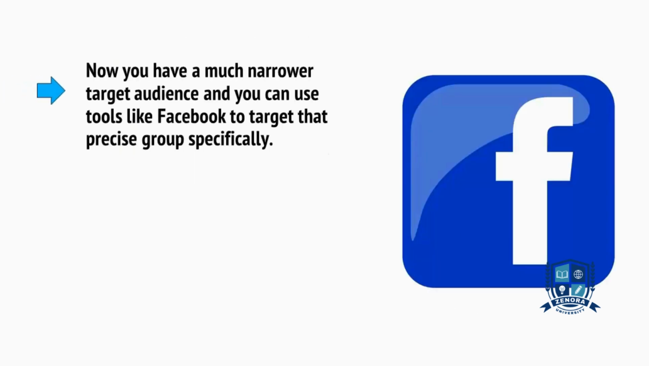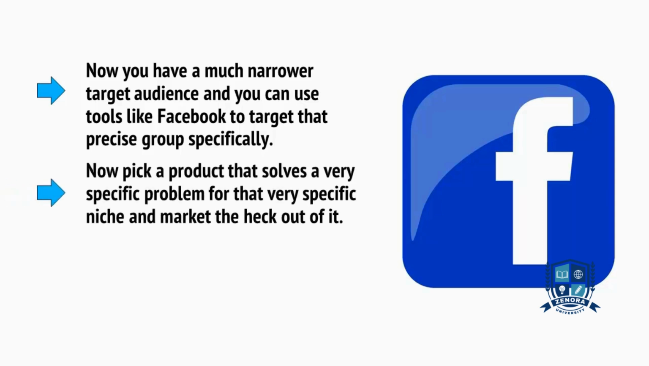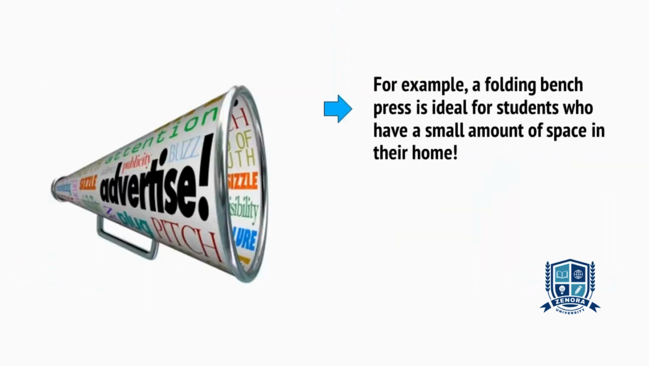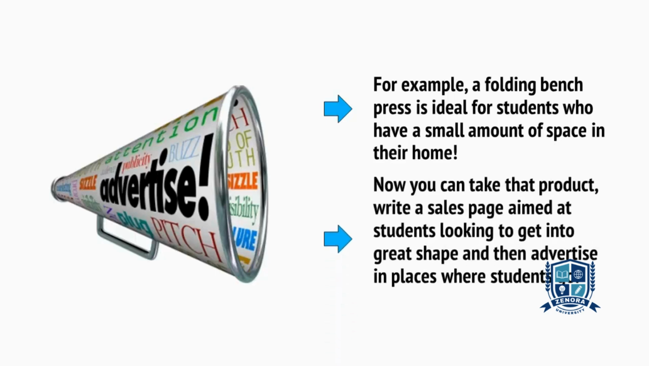Now you have a much narrower target audience, and you can use tools like Facebook to target that precise group specifically. Now pick a product that solves a very specific problem for that very specific niche and market the heck out of it. You can do this especially well if you can find a new audience for an existing product. For example, a folding bench press is ideal for students who have a small amount of space in their home. Now, you can take that product, write a sales page aimed at students looking to get into great shape, and then advertise in places where students go.